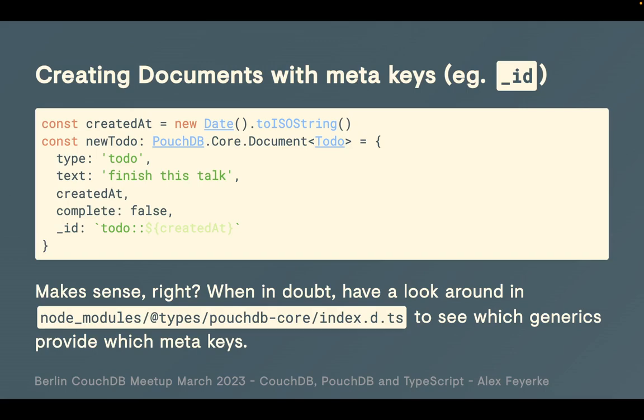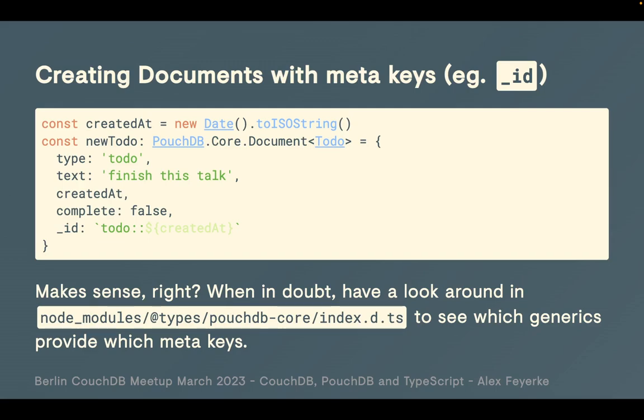And if you're in doubt, you can always just poke around in the index.d.ts in PouchDB core to see what the various generics are and what they include. It's quite readable and well documented. It's all a bit nested in a way. Sometimes it's difficult to figure out which things are inside which other things, but I mean, you'll figure it out. You're all smart people. And yeah, this is all quite usable.